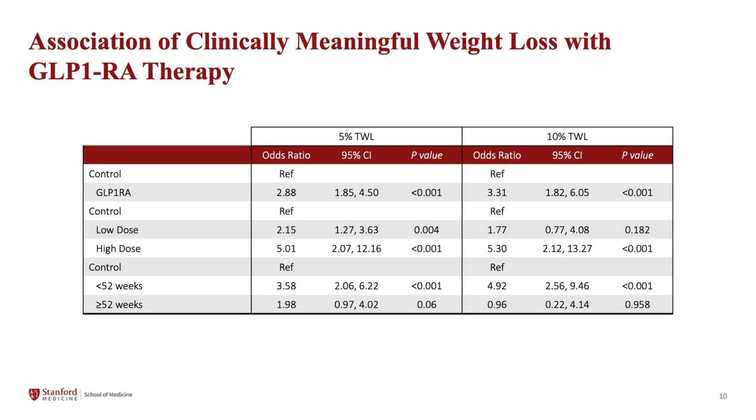This lastly was a logistic regression looking at associations for achieving those weight loss targets. Being on a GLP-1 was associated with significant weight loss. Being on a higher dose GLP-1 was also significantly associated with weight loss. And then being started on a GLP-1 in the 1 year before surgery, compared to those patients who were on a GLP-1 prior to the year, was associated with significant weight loss.